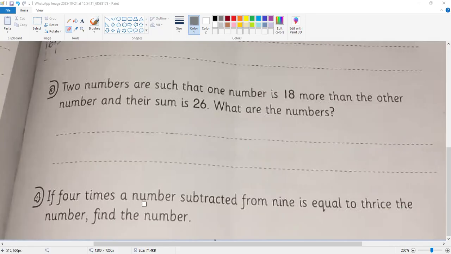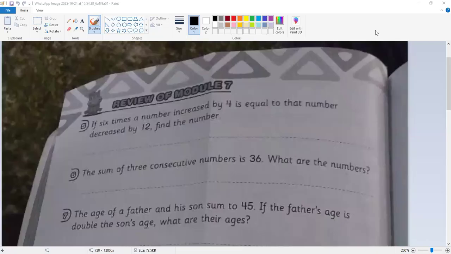All right, so we move now to the next part of the question. They are actually word problems. Okay, so we have this again before us. If 6 times a number increased by 4 is equal to that number decreased by 12, find the number. Now, let's start from this. 6 times a number.